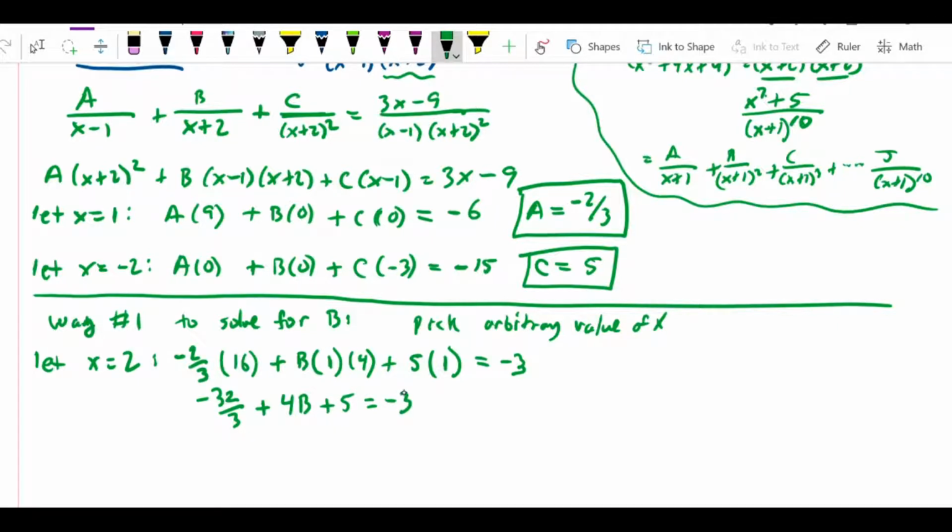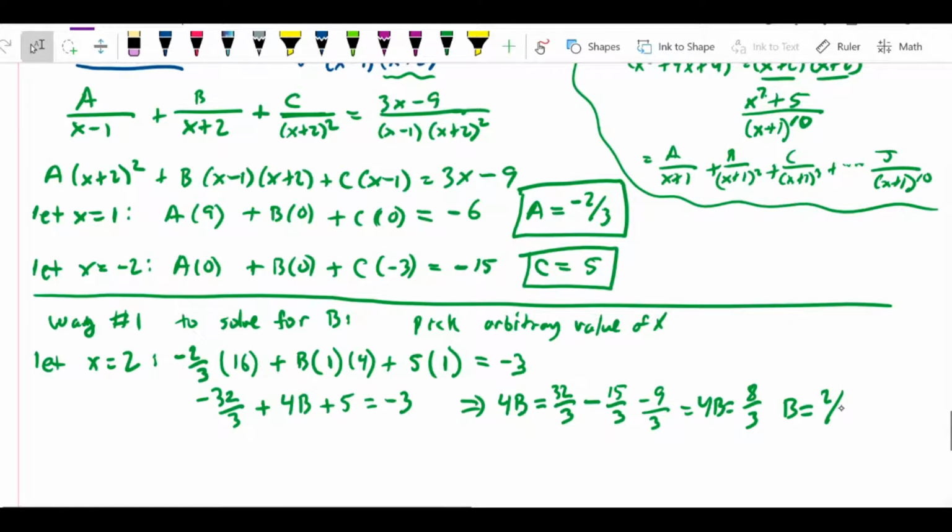If we rearrange everything, 4b will equal 32 over 3. Let's convert everything to a fraction over 3. So I'm going to subtract 5 on the other side. 5 is equal to 15 over 3. And then we have negative 3 over 3, which is like negative 9 over 3. So that gives us 4b is equal to 8 over 3, and that gives us b equals 2/3.